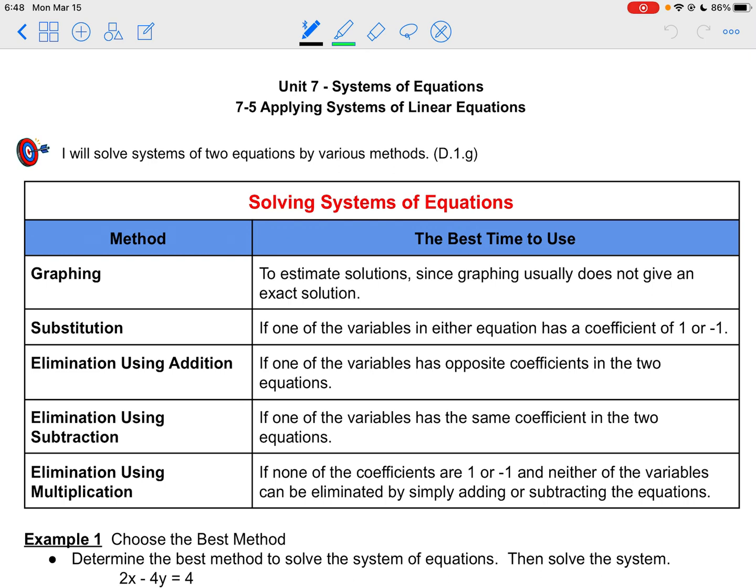Since your line has to be exactly where it needs to be and it can't veer off the path even the slightest bit, graphing does not usually give you an exact solution, so we usually only use graphing to estimate.